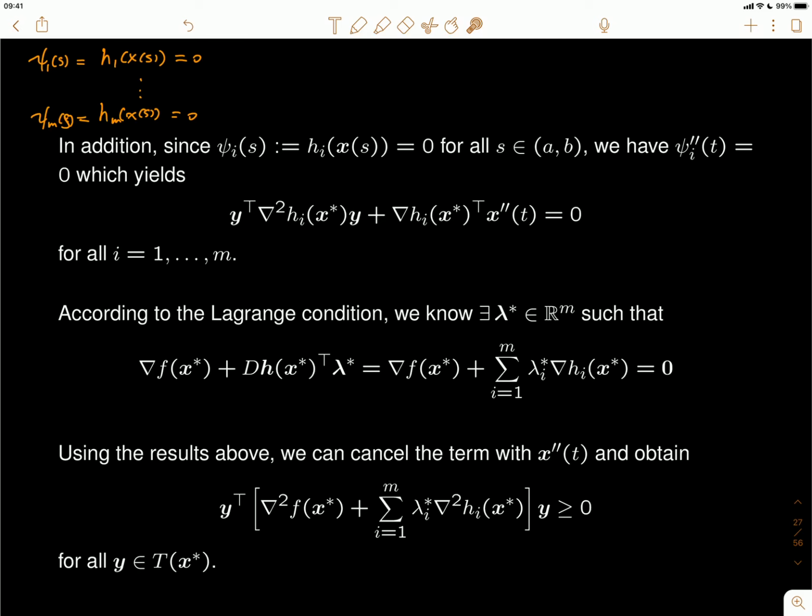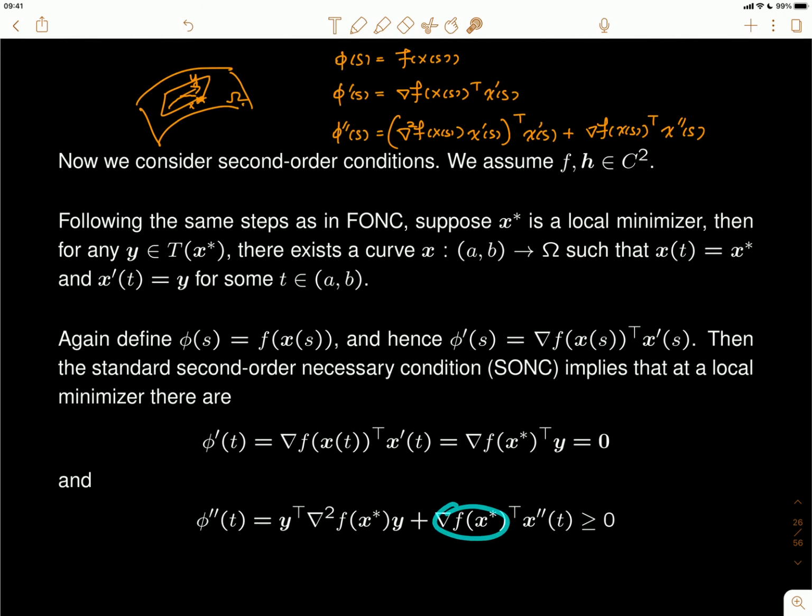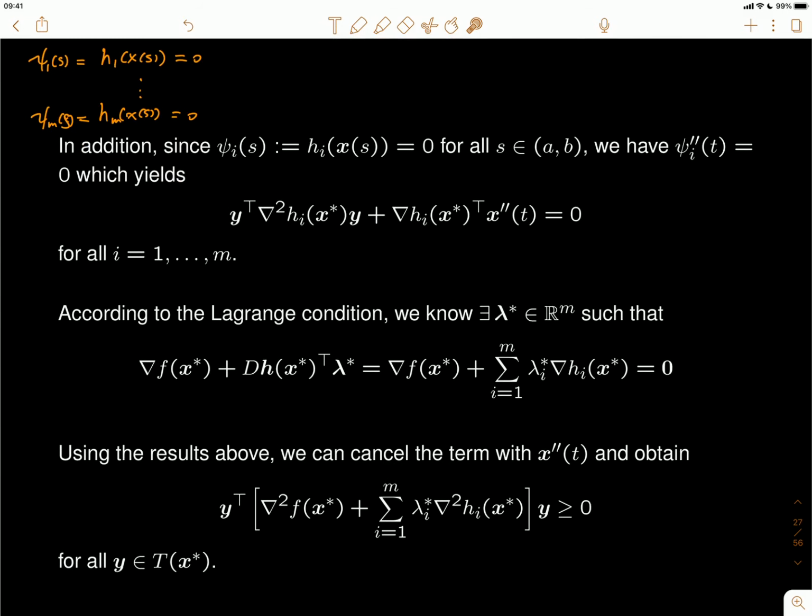All right, so now let's combine this one with the one we have in the previous page to form the second order condition. Here we will see what is multiplied to x double prime. Here is this vector multiplied to x double prime. And here, this gradient f is multiplied to the x double prime. But there is a relation between the gradient f and the gradient hi's.